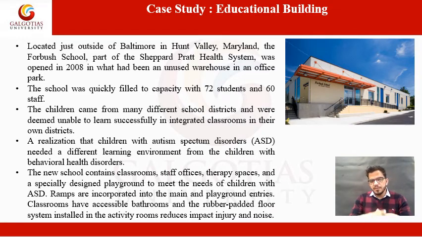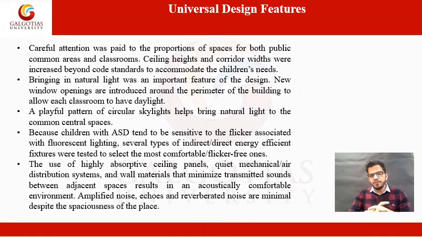This particular school in Maryland was designed on the basis of the universal design concept, keeping in mind the learning ability as well. If we now talk about the different universal design features adopted in the Warbush school, careful attention was paid to the proportion of the spaces for both public and classroom areas. Ceiling heights and corridor widths were increased beyond the code standard to accommodate the children's needs.